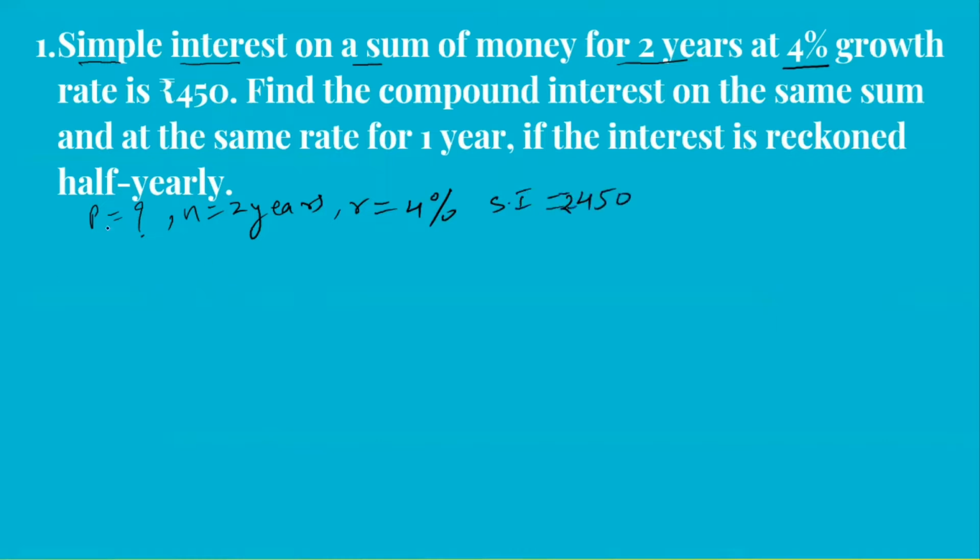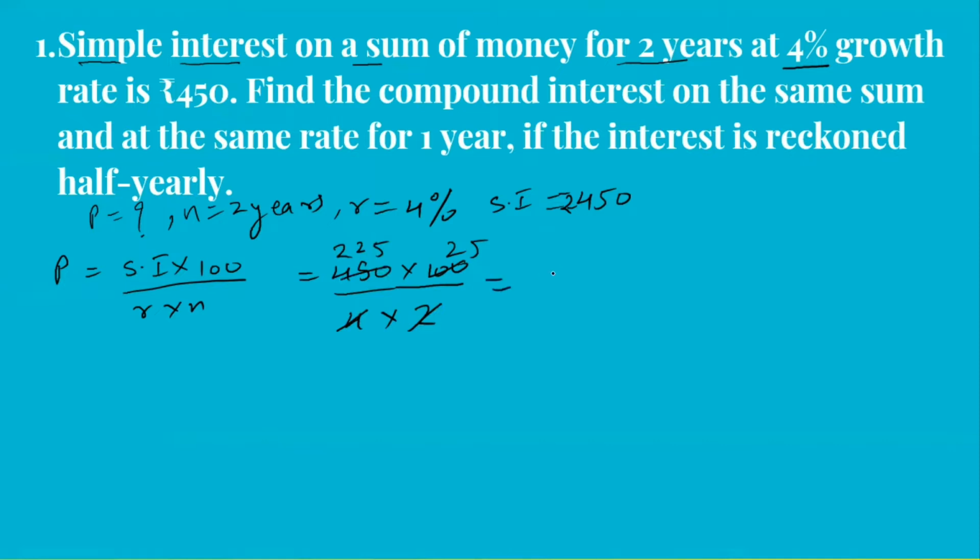Now first let us find the principal when the simple interest is given. We have P is equal to simple interest into 100 upon R into N. Put the values: 450 into 100 upon the rate 4% into N, 2 years. 100 divided by 4, you get 25. 450 divided by 2 is 225. 225 multiplied by 25 gives rupees 5,625. And this is your principal.